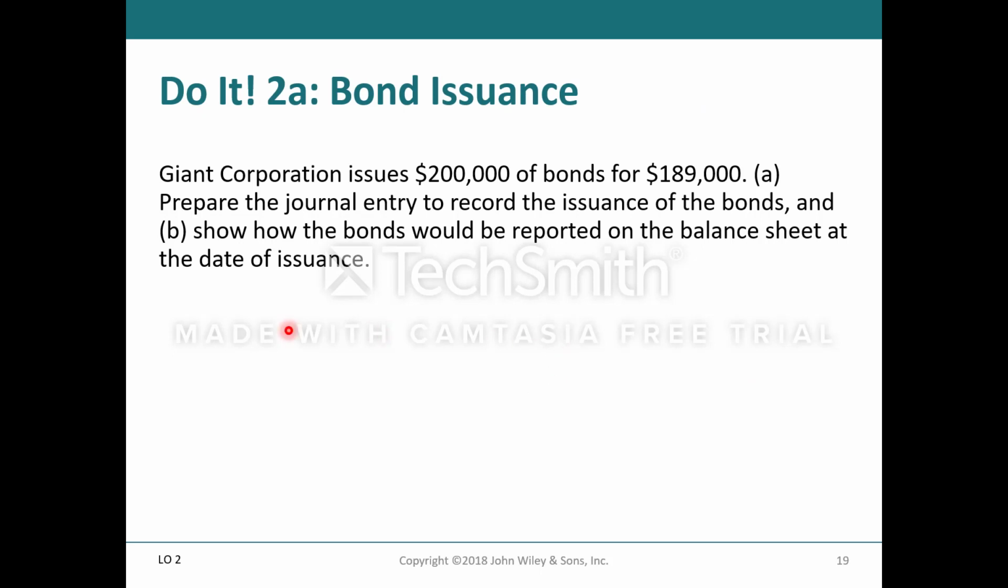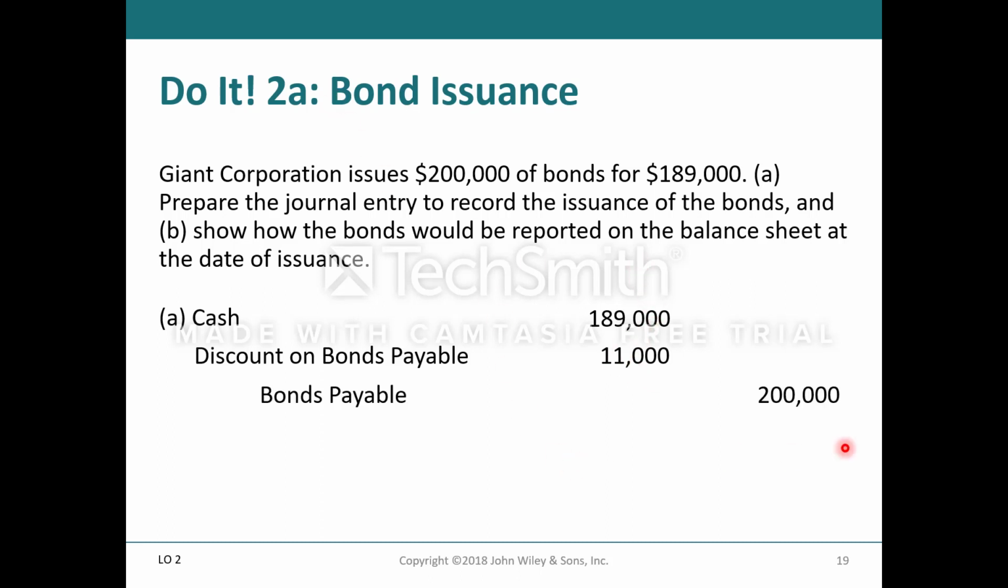Giant Corporation issues $200,000 bonds for $189,000. Prepare the journal entry to record the issuance of the bonds and show how the bonds will be reported on the balance sheet at the date of issuance. So these bonds are being sold at a discount. Cash is going to be $189,000. You're going to debit discount on bonds payable for $11,000. That's the difference between the $189,000 and the $200,000. And you're going to credit bonds payable for $200,000 to put them on the books. Put your bond issuance on your books.